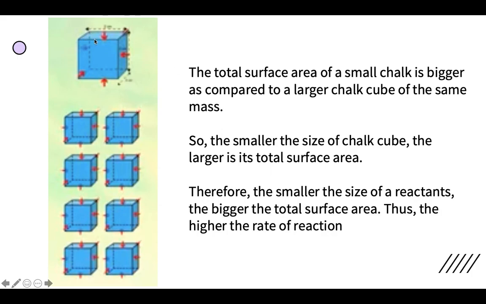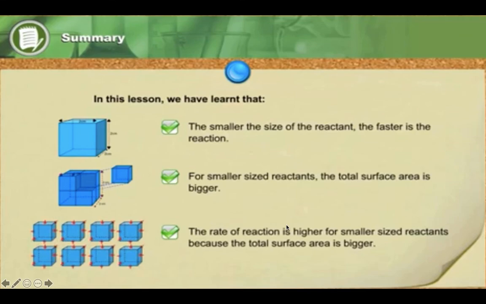So yang ni kalau 2 cm 2 cm 2 cm, yang ni pun sama 1 cm and 1 cm here. So it will resulting in the same mass. Tapi as the size of the chalk cube is smaller, dia punya total surface area will become larger. So the smaller the size of the reactant, the bigger the total surface area. Maka rate of reaction will become higher.